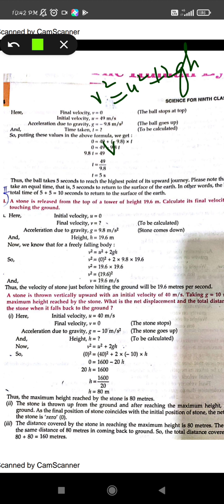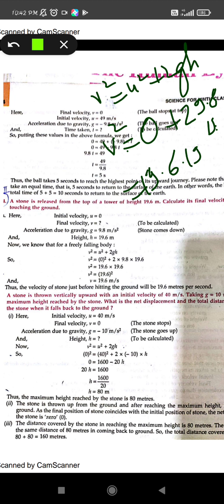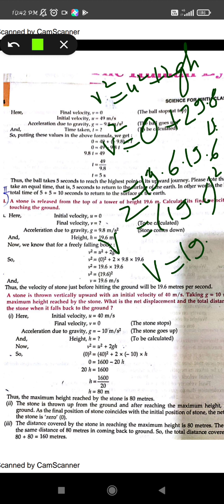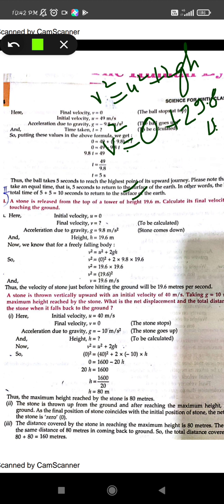Now v, that is what we have to find. u² will be 0, plus 2 × 9.8 × 19.6. Now we know 2 × 9.8 will be 19.6. Again one 19.6 is there, so we can write it as 19.6 whole square. So v² = 19.6². On comparing, the velocity will be 19.6 meter per second. So the value of the final velocity will be 19.6 meter per second.